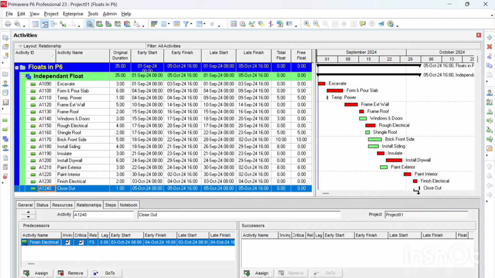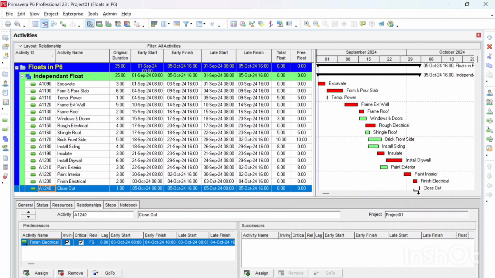In this short video, I will try to explain to you the different types of float and how to recognize them and work with them on Primavera P6. First of all, we have four types of float. We have total float, free float, and we have shared float and independent float. So let's talk about each one and start learning more information about it.